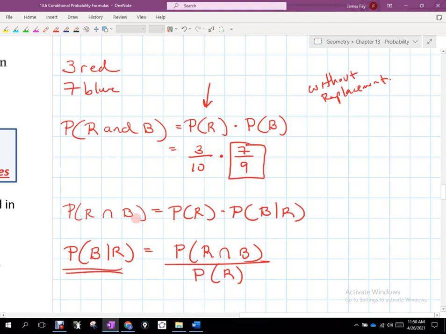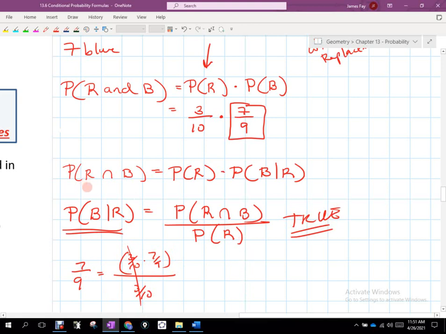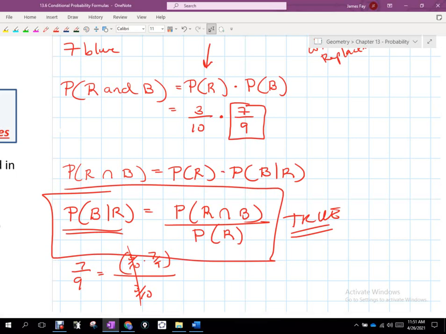So if I want to know this probability, think about this, that number is 7/9, right? We already know 7/9. Red and blue would have been 3/10 times 7/9 divided by the probability of red, which was 3/10. Those 3/10 cancel out, and it leaves me a true statement, right? Okay, so we know this is true. That's our given that, or what we call our conditional probability model.